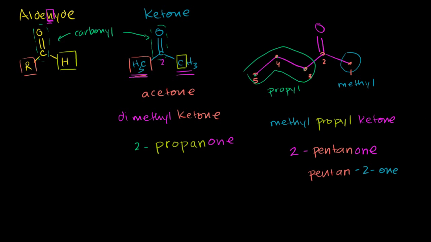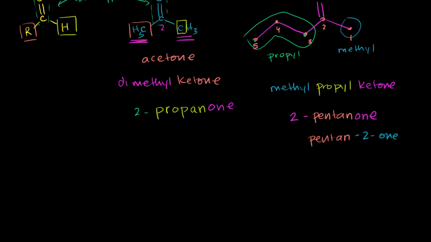Let's do a slightly more complicated example. Let's say we had something that looked like this. Let me stick some chlorines over here. So what would this be? Well, our longest chain, once again, is this cyclohexane. 1, 2, 3, 4, 5, 6 carbons.